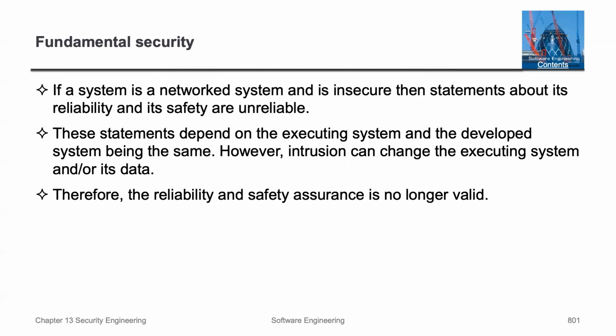For fundamental security, if a system is a networked system and is insecure, then statements about its reliability and its safety are unreliable. These statements depend on the executing system and the development system being the same. However, intrusion can change the executing system and/or its data. Therefore, the reliability and safety assurance is no longer valid.